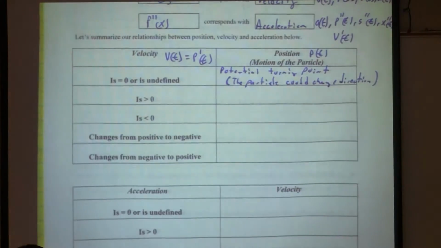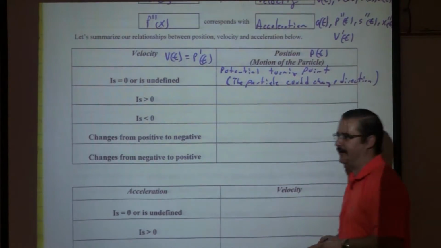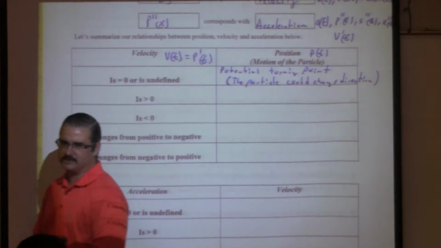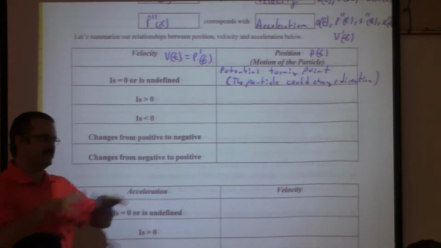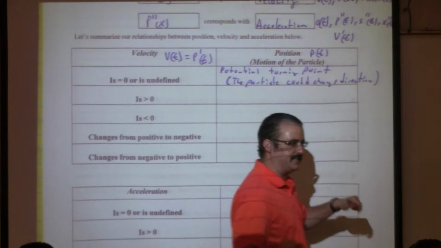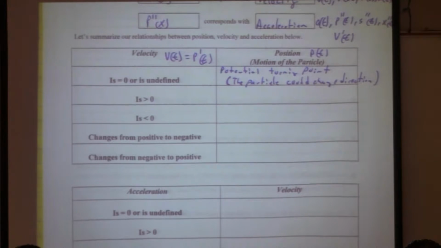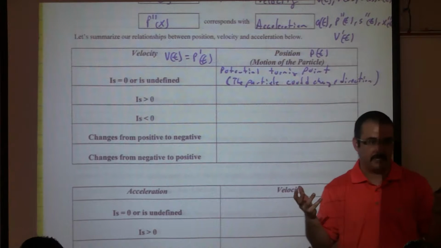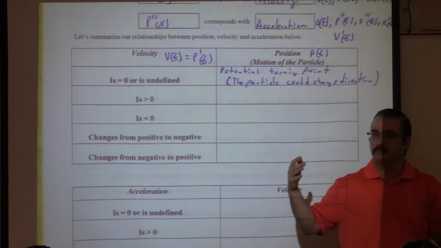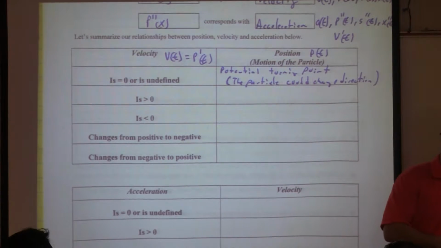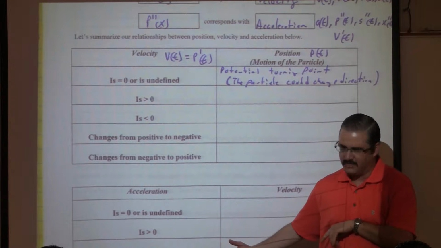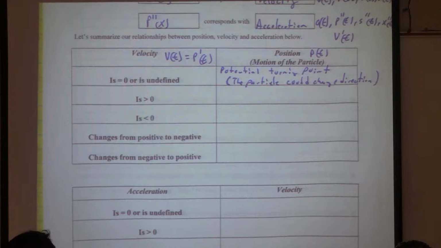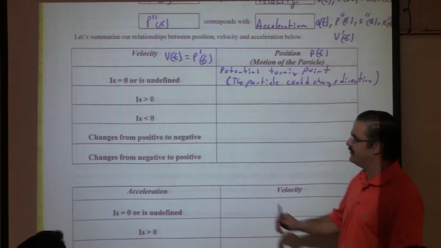We would need further investigation to determine if it did, right? That's where the sign line comes into play. If we do the velocity sign line, which is the first derivative sign line, and you see that the velocity changes from negative to positive, then you know for sure that it is a turning point, because the particle then went from moving to the right to moving to the left, or vice versa. Do you understand? But at this point, it's only a potential turning point.